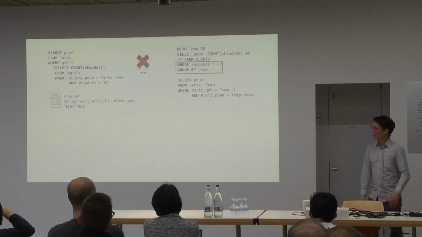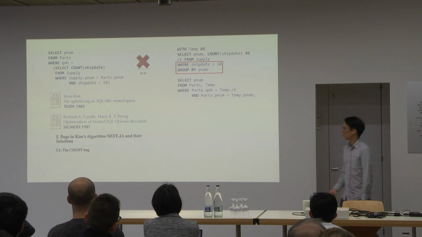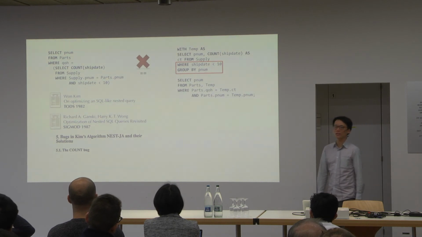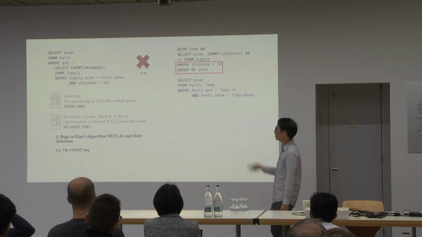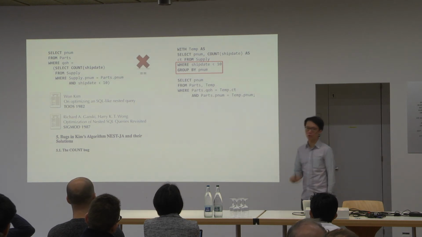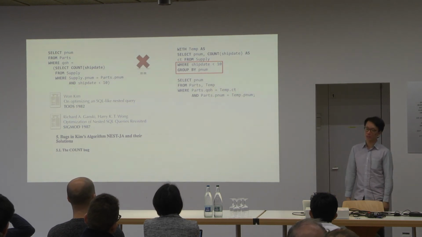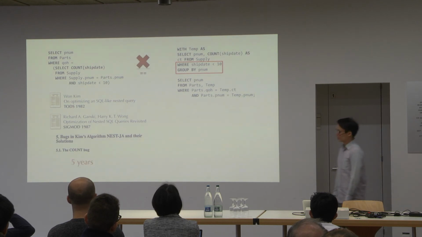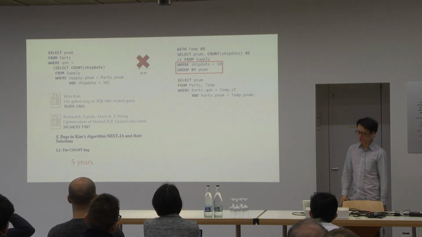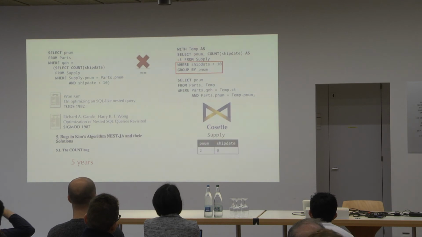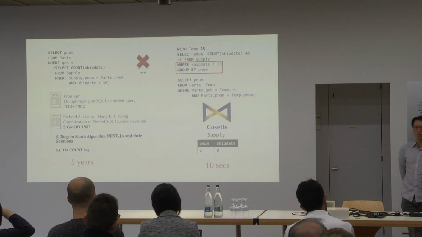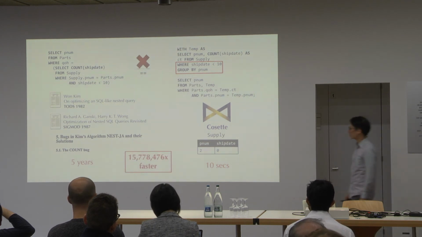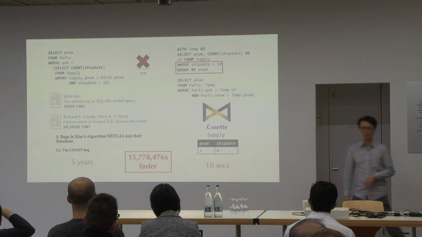And if you don't trust me on that, you can read up on another paper 5 years afterwards in 1987, where someone basically said you guys were wrong. But unfortunately, by then, this kind of translation had already been implemented in all the database systems at that time. So that is unfortunate. It took 5 years for these guys to realize that there was a problem. We sent this over to Cosette, and it took all of 10 seconds to find a counterexample proving these two queries to be inequivalent. And if I did my math correctly, that's around 15-something million times faster.